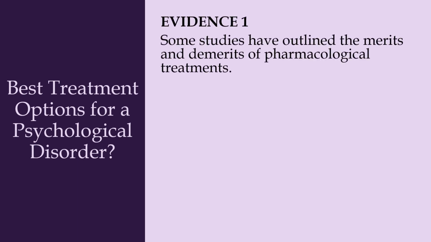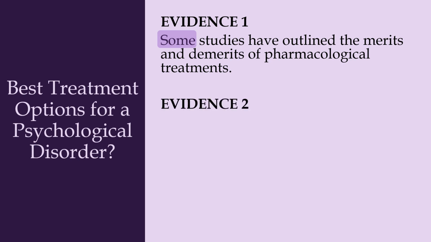Now we're ready to outline our evidence. Evidence 1. Some studies have outlined the merits and demerits of pharmacological treatments. Here, rather than using a traditional transition, we've used an adjective, some, to allude to the fact that there are other studies that will be discussed.